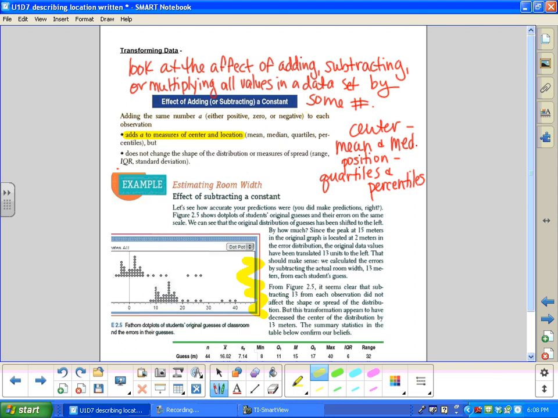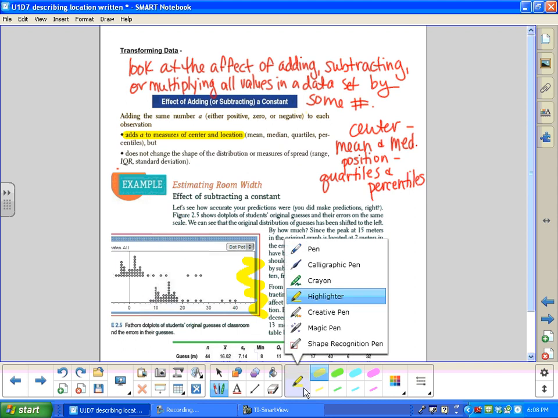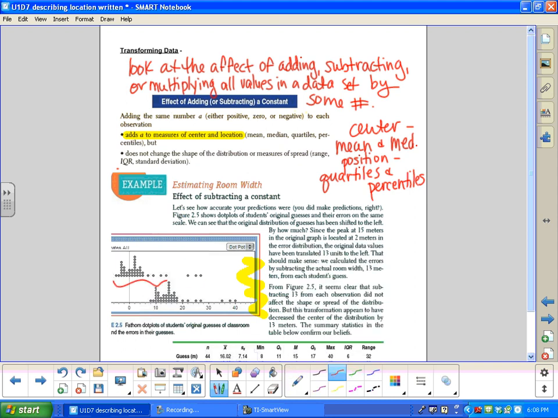location. Okay, now what doesn't change is the spread. If you'll notice here, the spread of this data set is the same because all you've done is shift it. It isn't any more spread out. You also have not changed the shape of the distribution. The shape is still exactly the same.